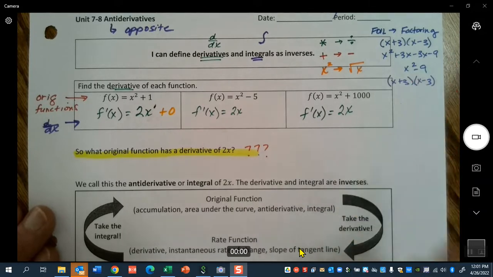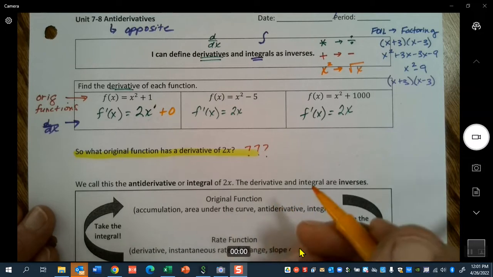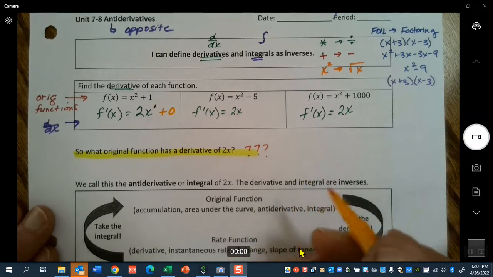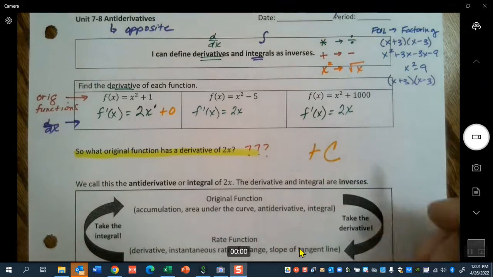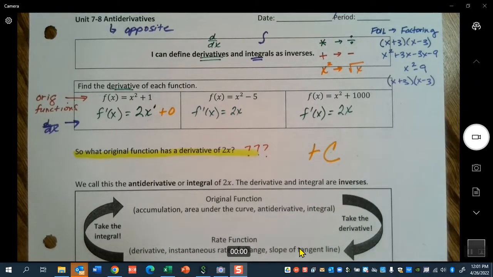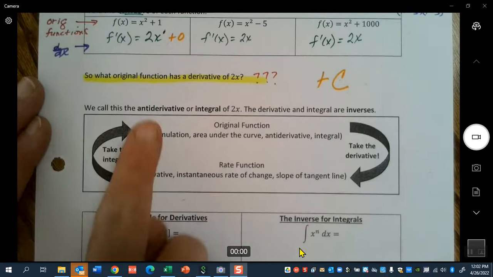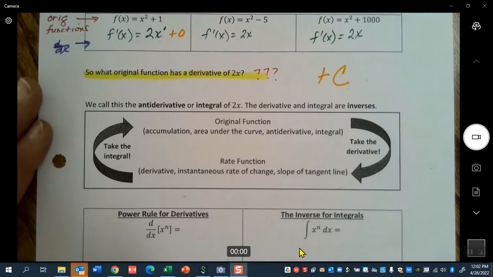And this is where we're going to remember to kind of cover ourselves, to recognize that we may have lost a constant along the way, and we're going to be reminding each other to add a plus c to everything that we do. More about that in a minute. All right, so this is the antiderivative or the integral of 2x. The derivative and the integral are inverses.